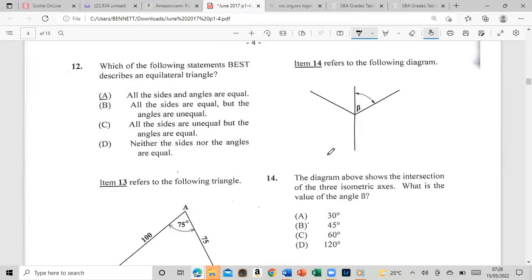So to read it again, the diagram above shows the intersection of three isometric axes. What is the value of the angle B? Is it 30 degrees, 45 degrees, 60 degrees, or 120 degrees? And that is C, 60 degrees. You guessed it. All right, let's move on to number 15.